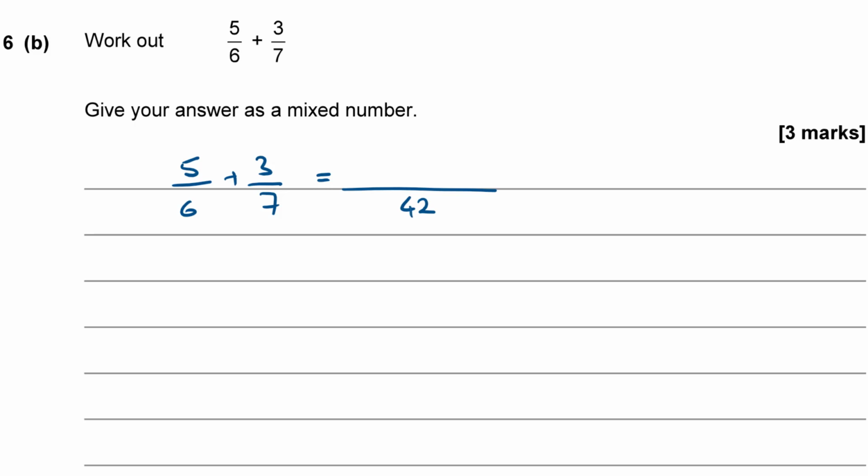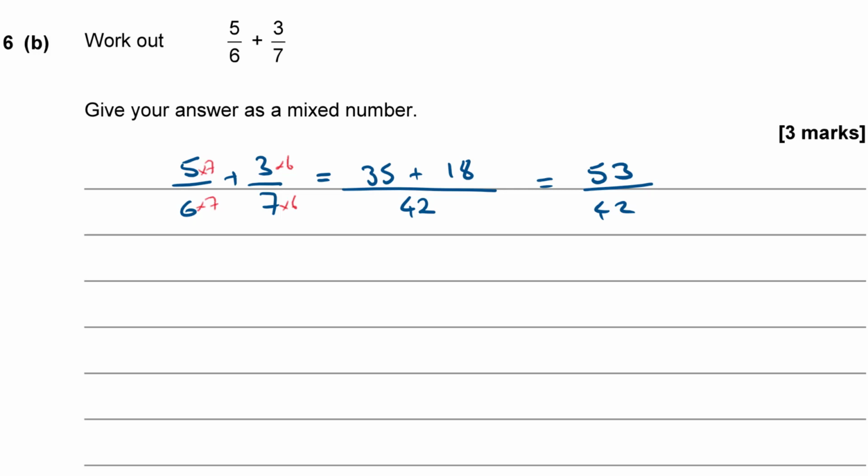Now 6 goes into 42 7 times, so multiplying this one by 7 gives me 7 5s are 35. And then 7 goes into 42 6 times, so multiplying this one by 6 as well, I'm going to get 18. So that is equal to 35 plus 18 over 42. So 35 plus 18 is 45, 53, 53. So 53 over 42.